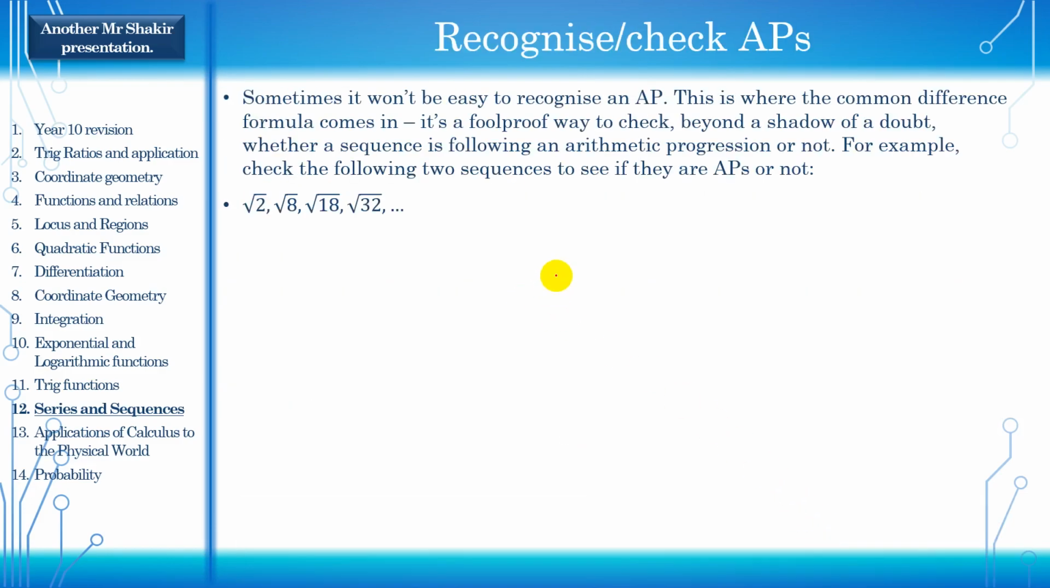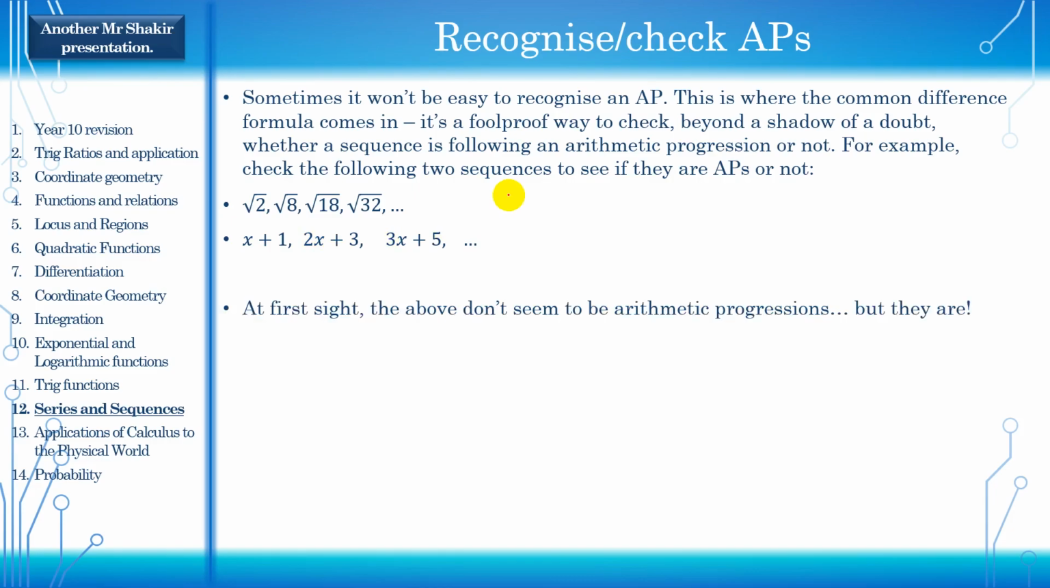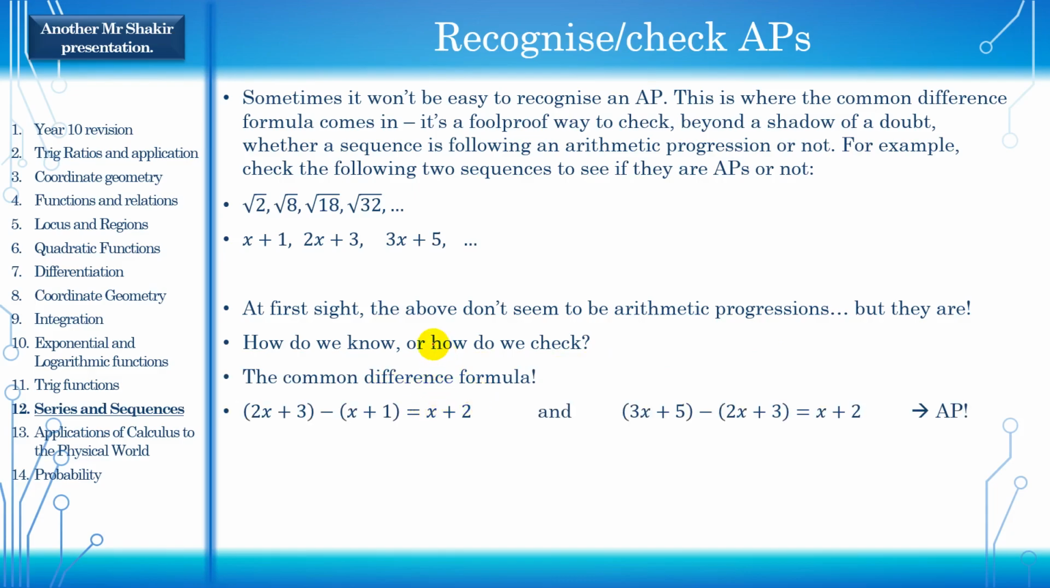For example, look at this one. Is that an arithmetic sequence? I would like you to pause the video and check, and this one as well. Are these arithmetic sequences? So far we've only done easy ones. These are slightly harder. How will we check? Well, we use the formula. At first sight, the above don't seem to be arithmetic progressions, but they are. How do we check? We use the common difference formula: T3 minus T2 is equal to T2 minus T1.